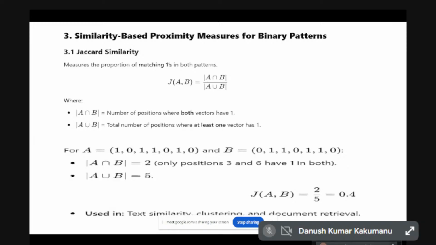యాక్చువల్లీ సో హియర్ హౌ టు రైట్ A intersection B. In A place and B place, two same places lo one unte that will be counted. Coming to the A union B. A union B ante ఇప్పుడు first place తీసుకోండి, A కి B కి. In A we are having 1, in B we are having 0. That value can be considered.